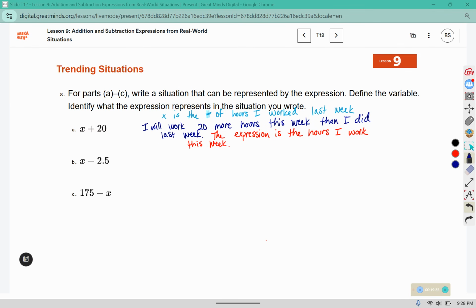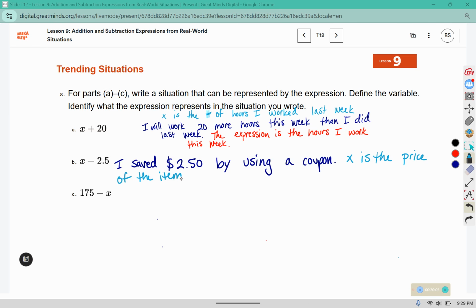For the next one, I saved $2.50 by using a coupon. So my variable here, X would be the price of the item before the coupon was applied. And the expression represents the price that I pay after using the coupon.